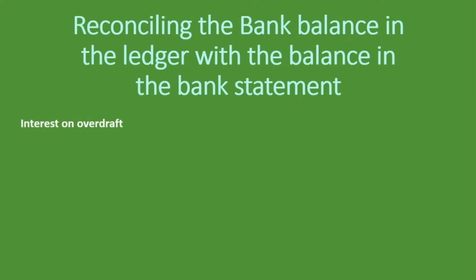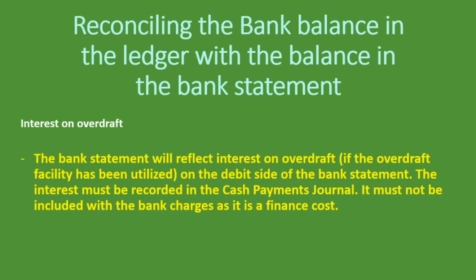Interest on overdraft. Now remember, interest on overdraft will appear on your bank statement. So you'll need to see it on your bank statement, then record it in your books. So the bank statement will reflect interest on overdraft if the overdraft facility has been used or utilized. On the debit side of the bank statement, that's where it will appear. The interest must be recorded in the cash payments journal. It must not be included with the bank charges, as it is a finance cost.